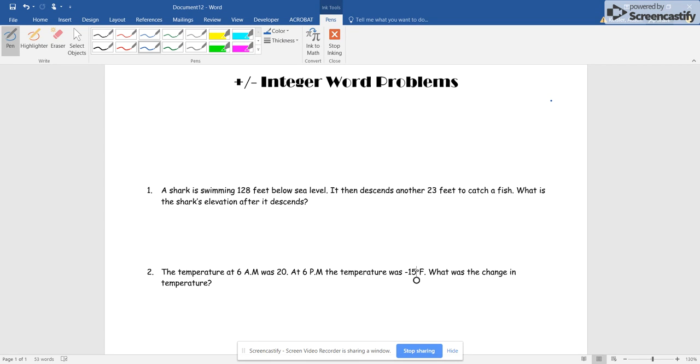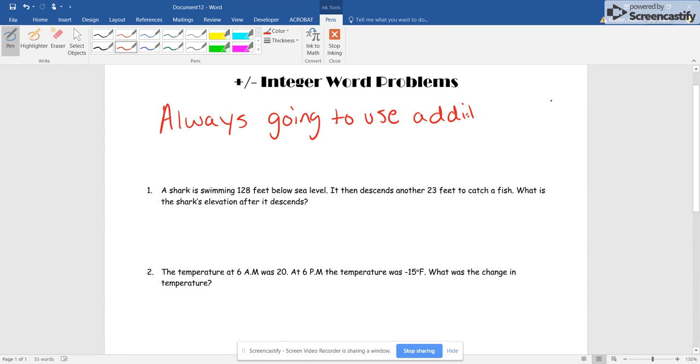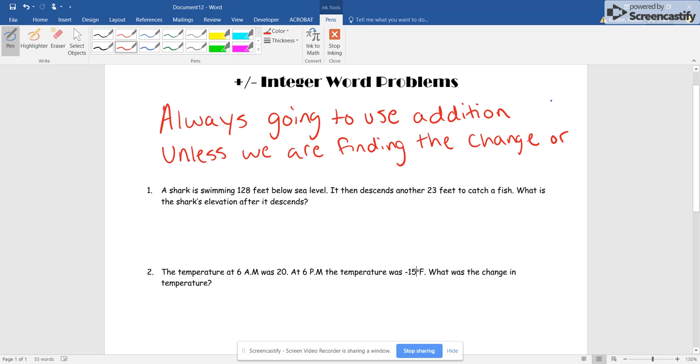But something to help out is we're always going to use addition unless we are finding the change or difference. And we will actually see one of those words in the problem if we need to write it as subtracting. Otherwise, we're always writing it as addition. So let's look at two of these.